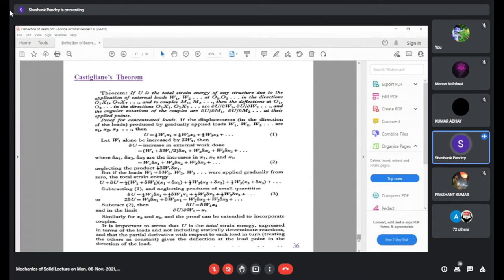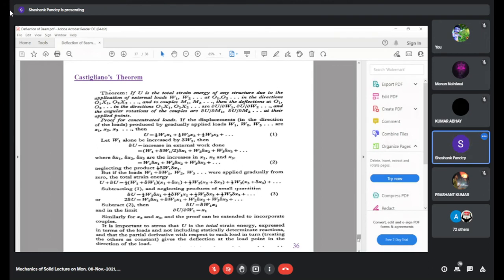So the point here is that if you read the last paragraph, it is important to stress that we use the strain energy expressed in terms of load and not including statically determinate reactions. So here we are not including the reactions anywhere, which means in this approach we do not need to determine the reactions like in all the conventional approaches.